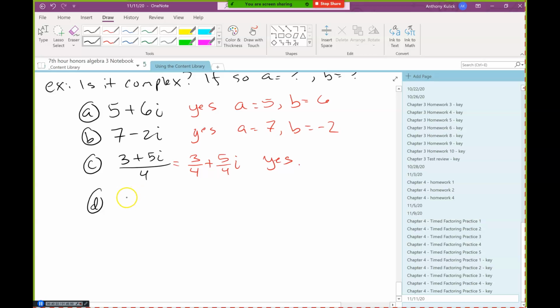What about -2i? Is that a complex number? Sure it is, right? That's the same thing as 0 minus 2i. So the a is 0 and the b is -2. Everybody okay there?